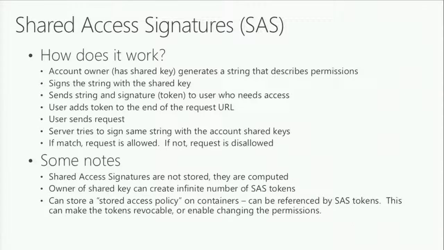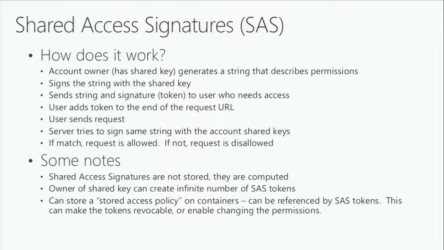So for shared access signatures, to talk a little bit about how they work today, the one thing that's worth remembering is they're computed, not stored. With shared access signatures, the account owner creates a string that represents the requested permissions, saying how long they're good for, what permissions the user is going to get, and what objects they can reference. Then they sign that string with their shared key, and send the signature and that string to the user.